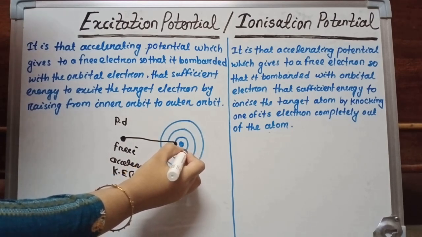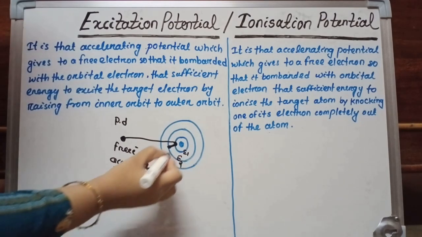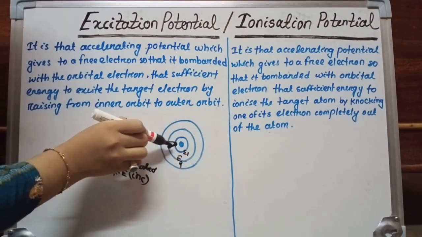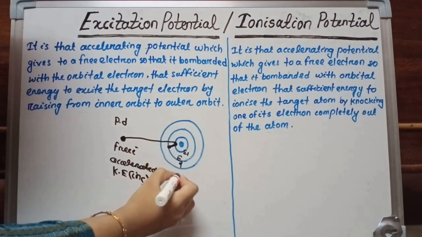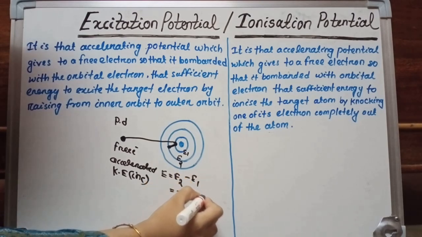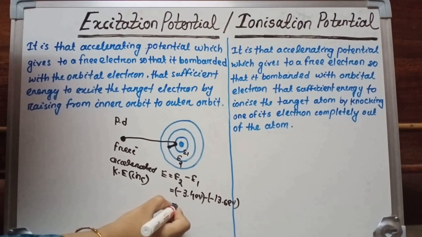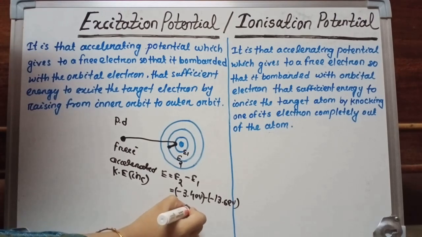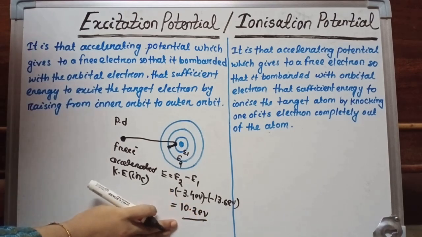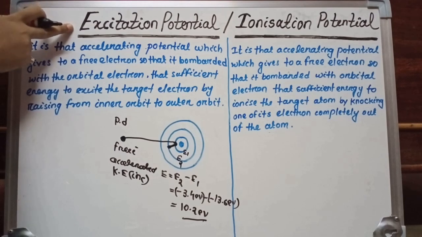Take the energy in the innermost orbit as E1, and in the first excited state as E2. So what is the energy required by the electron to jump from the innermost orbit or ground state to the first excited state? E equals E2 minus E1. Here E2 is minus 3.4 electron volt, minus 13.6 electron volt. Then what is the value? That is 10.2 electron volt. That energy is called excitation energy. But here we discuss excitation potential.